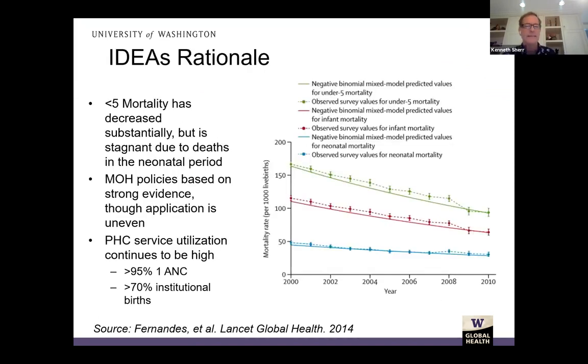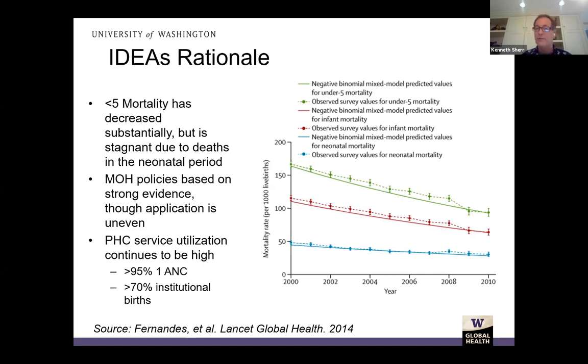So what underpins the IDEAS program is that globally we have seen pretty astounding reductions in under 5 mortality, including in Mozambique. But these gains have stagnated over the past decade or 15 years, largely due to deaths in the neonatal period. And the figure on the right demonstrates some work from Quinish, which really models out and demonstrates that in Mozambique at a national level, we have stagnated under 5 mortality, largely due to deaths in the neonatal period.